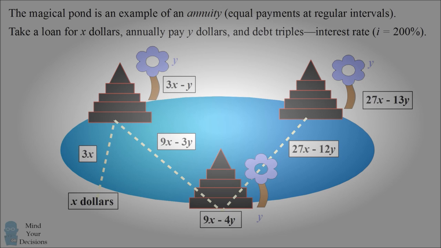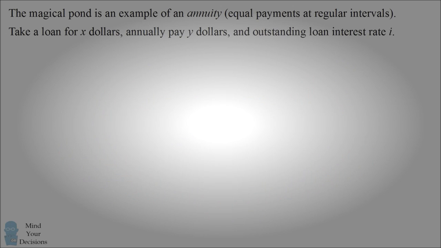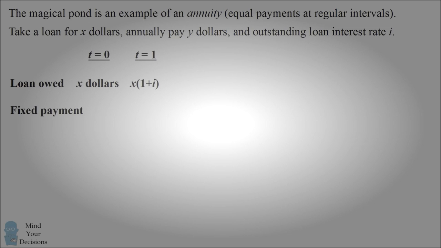The mathematics of annuities can be generalized. So let's imagine we didn't know anything about this problem and we just approached it as an annuity. Here's how it would work in terms of time intervals. We start out at the first interval where we take a loan of x dollars. After 1 year, our loan will increase by an interest rate of i%. So we multiply x times 1 plus i%. After the first year, we make a fixed payment of y dollars, which decreases the balance of our outstanding loan by y dollars.